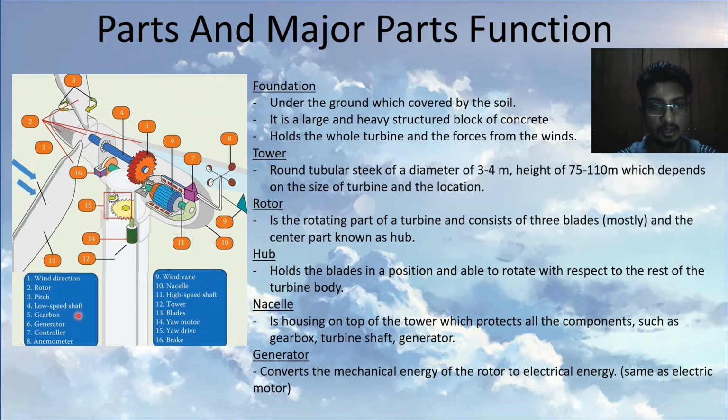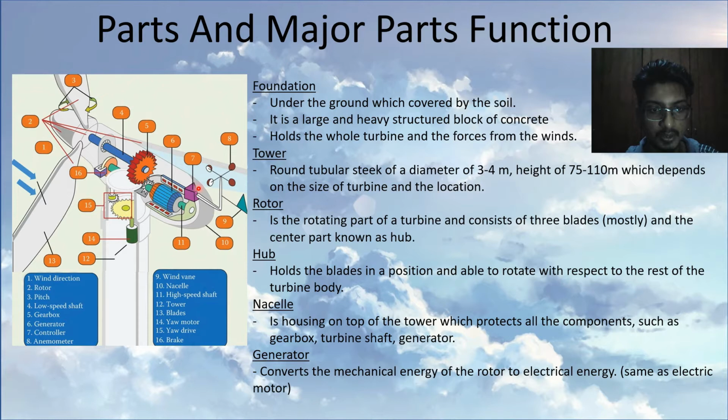As you can see here, there is a picture which labels the parts on the wind turbine. The first one is the wind direction. The blue color arrow shows the air direction, and the second is the rotor here, and the third is the pitch, which can change the direction around 90 degrees. The fourth is the low speed shaft, this blue color shaft, and the fifth is the gearbox, the yellow one. Six is the generator here, and seven is the controller.